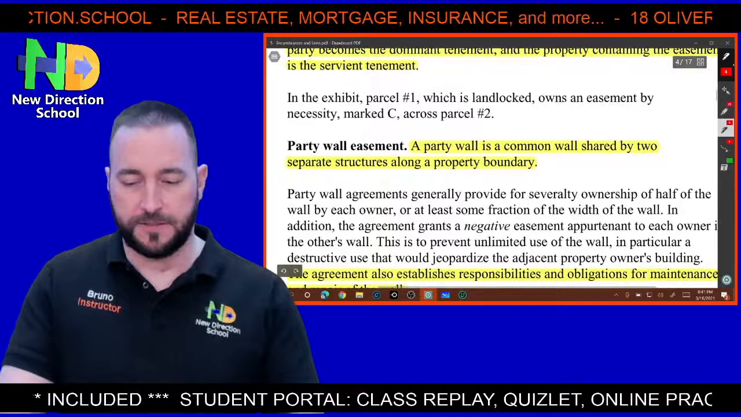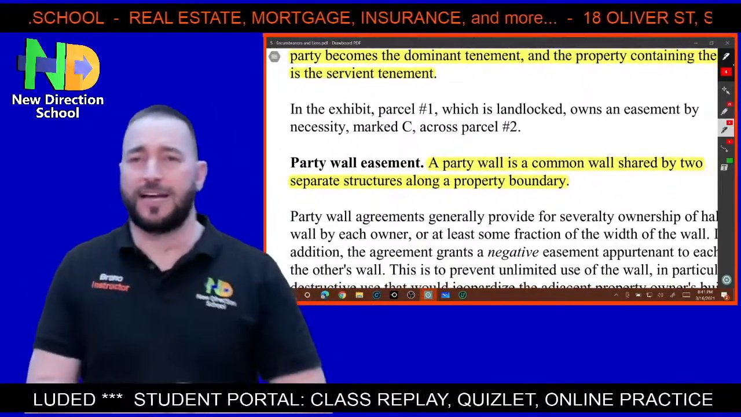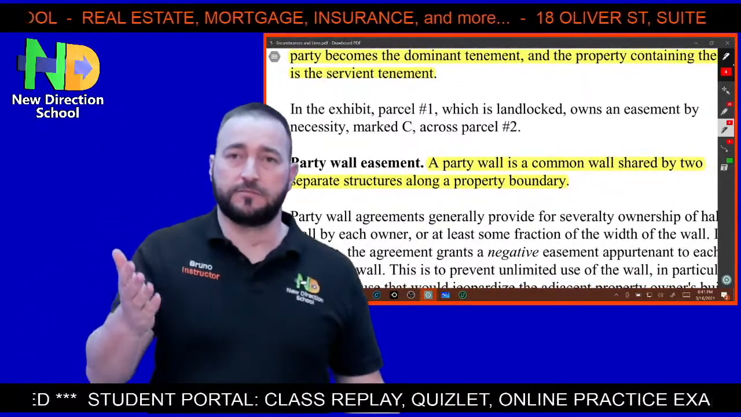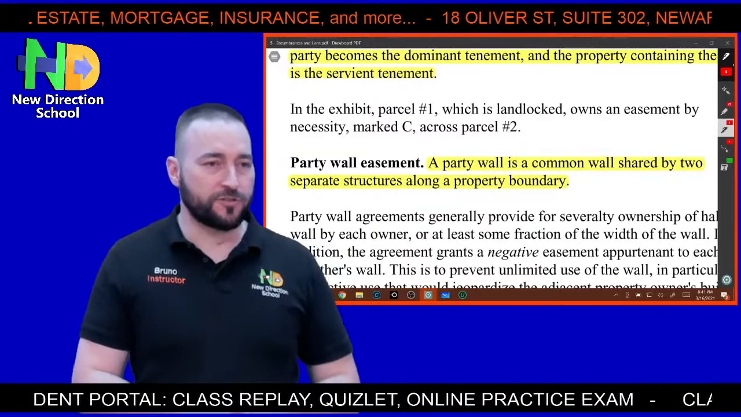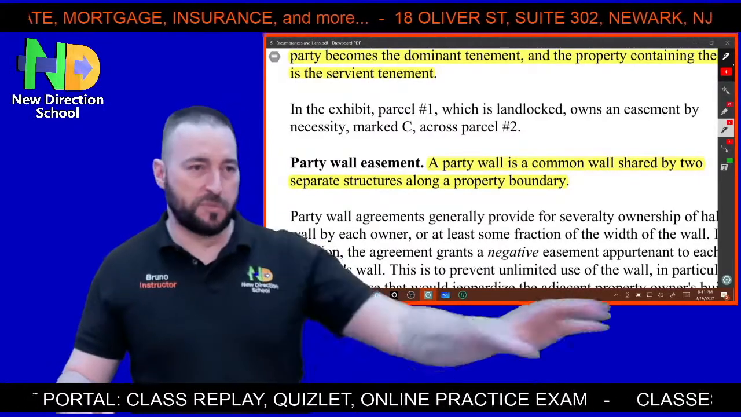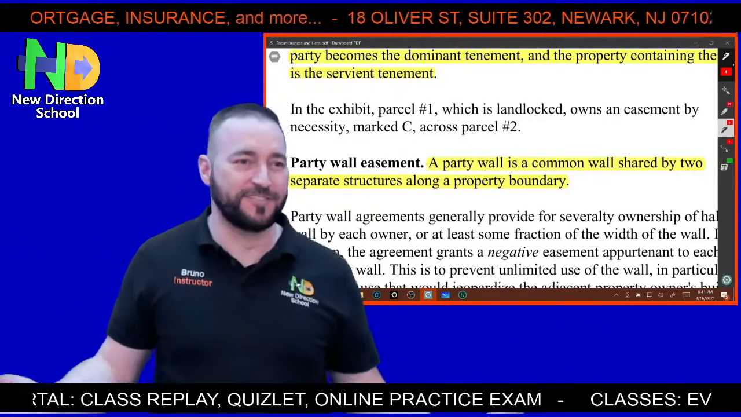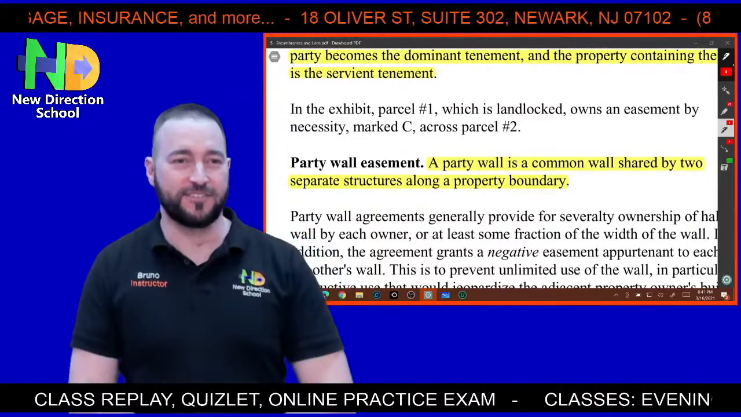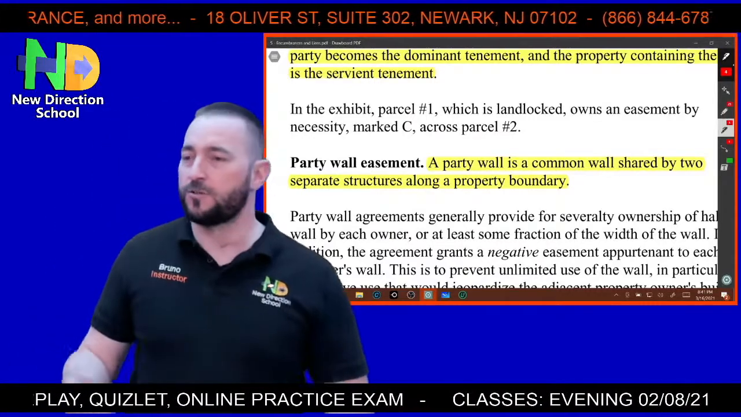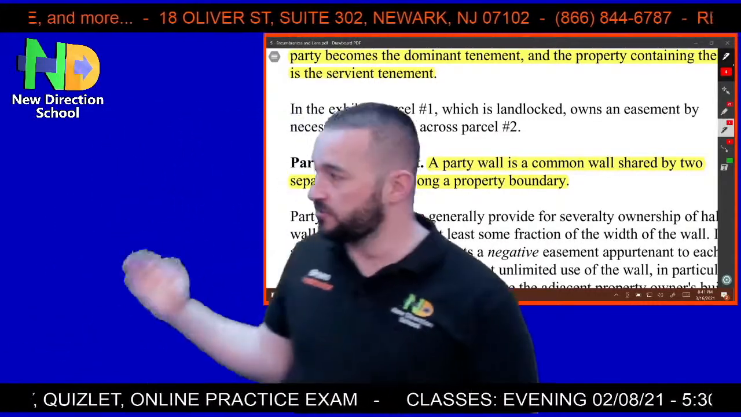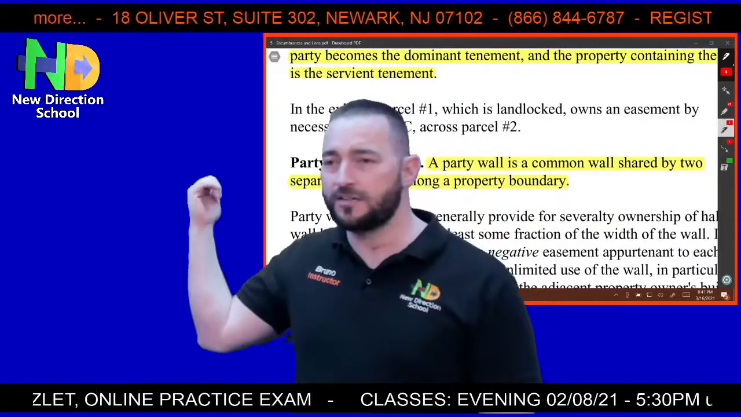Party wall easement. All right. So you guys asked me about the townhouse, right? They have something called a party wall. We're not talking about DJs where there's a party over here and a party over there, different sounds, different everything. No, we're talking about a condo. We're talking about the townhouse. We're talking about a duplex where there's an owner on this side and an owner on the other side.